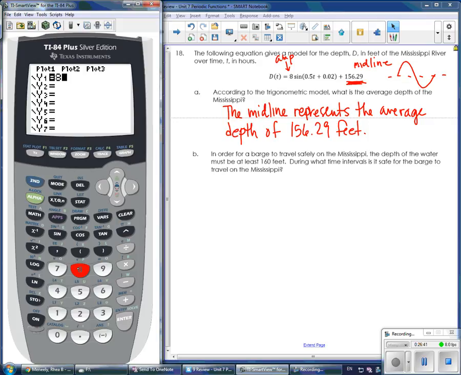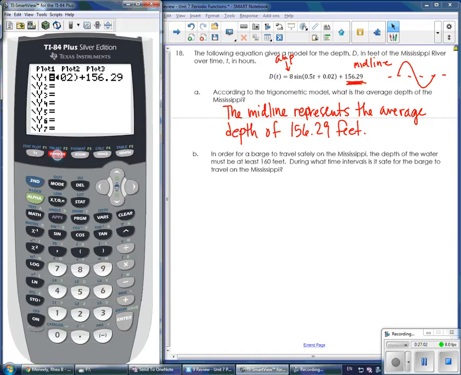Now I can go ahead and type in 8 times the sine of 0.5t, or in this case, I'm going to type in the x plus 0.02, close my parentheses, and add 156.29. Okay, so I need to set my window.